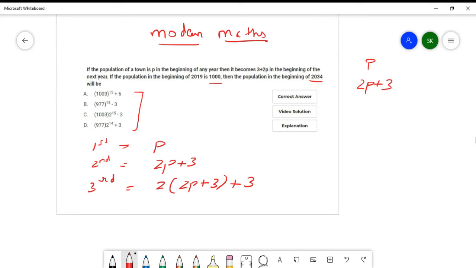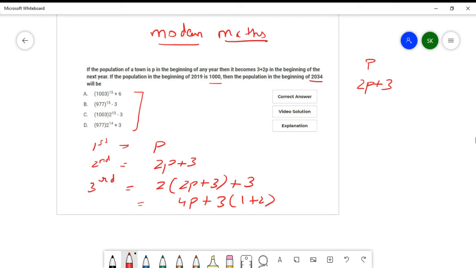Now this is the important point which you need to look out at. See, what was the similarity between first and second? P was multiplied by 2 and added by 3. We got the population of the second year. And in the third year, what will happen? The same process will repeat. So, we will write it down as 4P plus 3 into (1 plus 2). I hope this is clear.